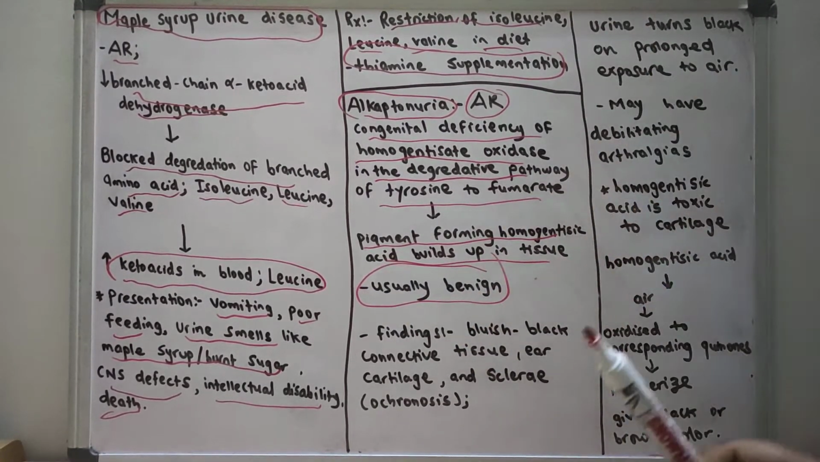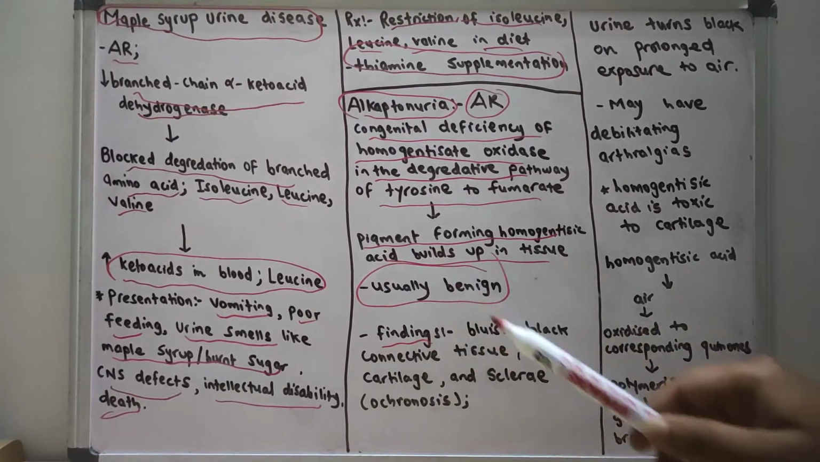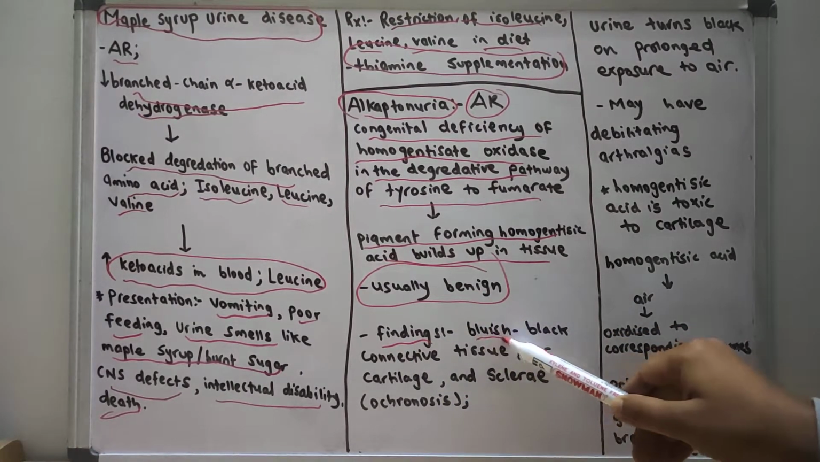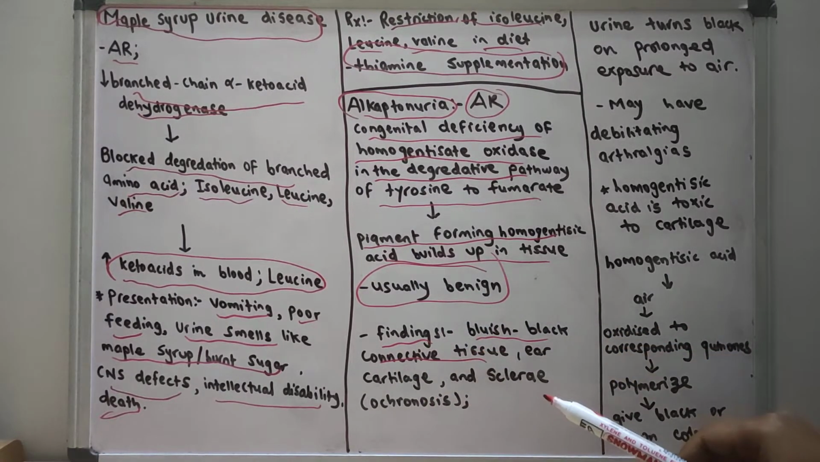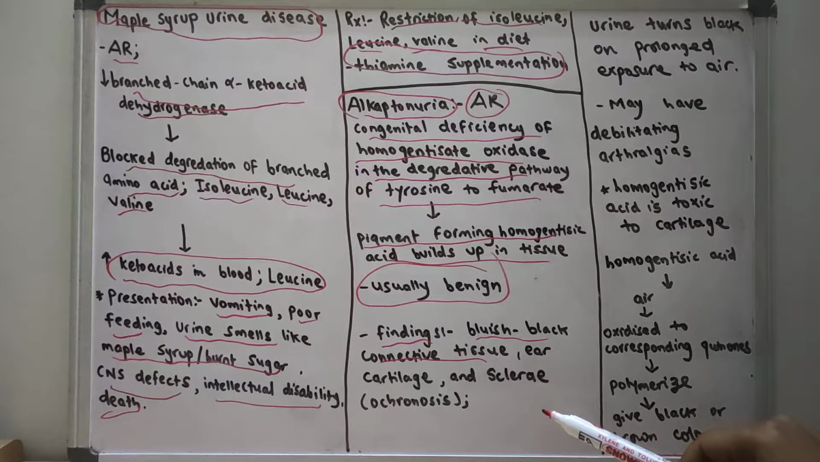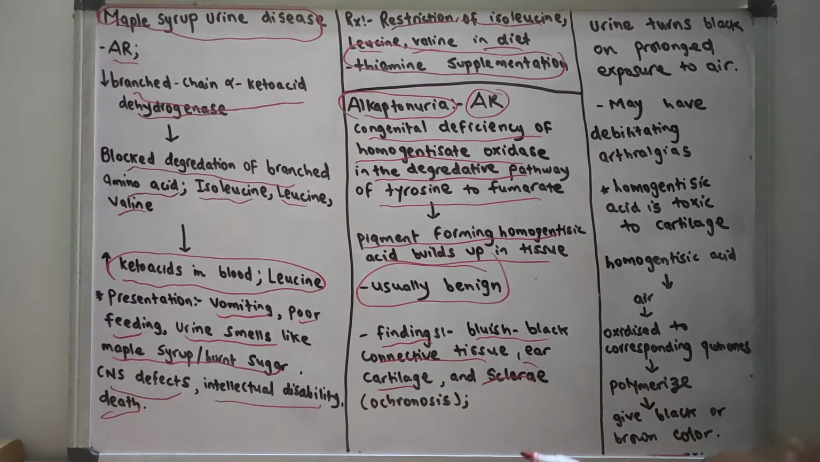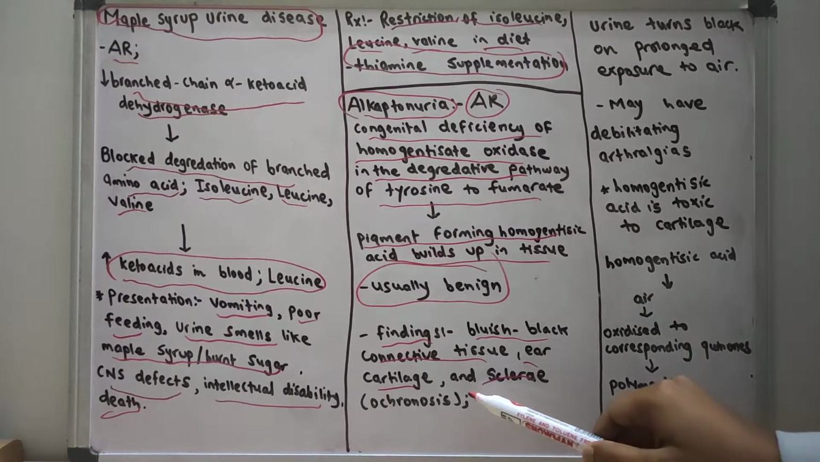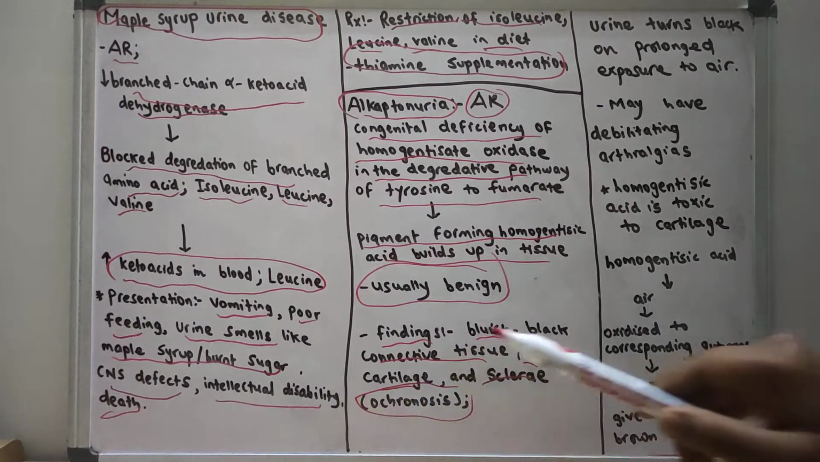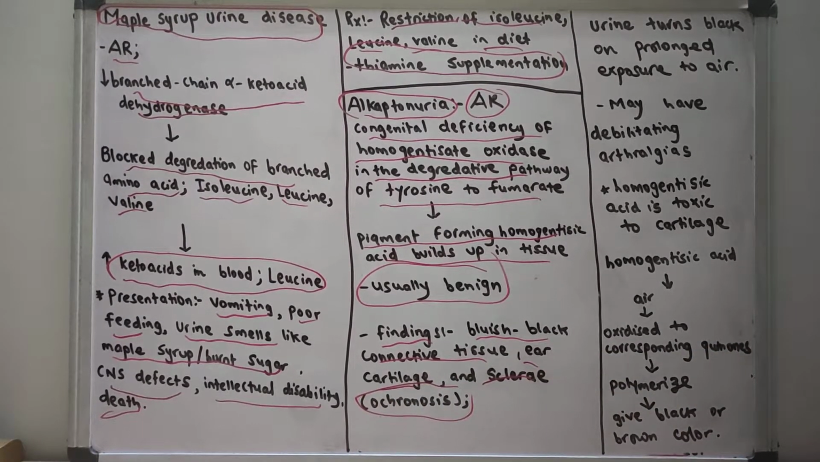And what are the findings of this alkaptonuria? The findings are bluish-black connective tissue. There is bluish-black pigmentation of the ear cartilage and sclera. We also call this ochronosis. And the urine turns black on prolonged exposure to air.